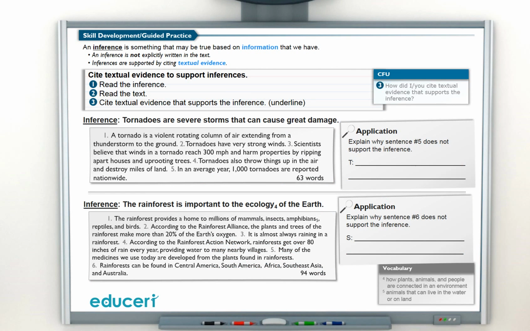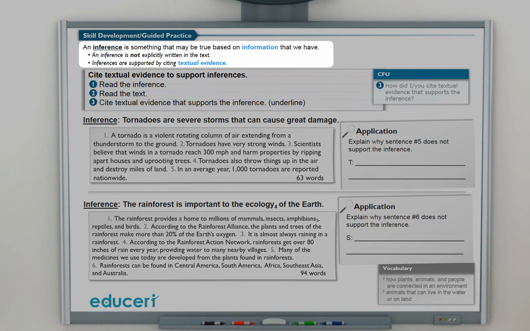The next section of our lessons includes the skill development and guided practice components of the lesson. These components are on the same page because they are part of the same continuum. During skill development, the teacher models for the students how to do the skill. During guided practice, the students are slowly released to work independently. In case students need a reminder of the concept, definitions are once again located at the top of the page.